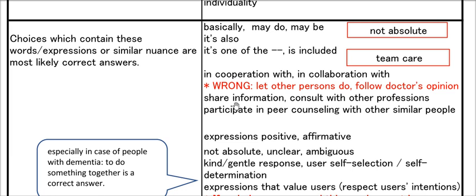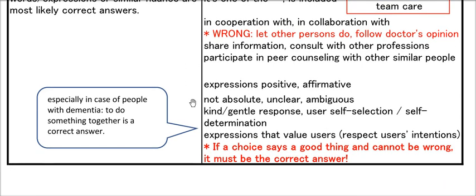Good ones: share information, consult with other professions, participate in peer counseling with other similar people. These are very good. Expressions, as in summary, positive or affirmative expressions, in that case, it's a correct answer. Not absolute, not clear, unclear, ambiguous, these are most likely good answers.